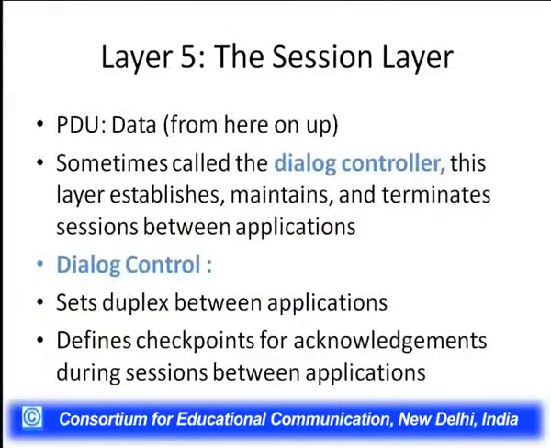Therefore, the session layer ensures that the packets are delivered in order, and in case there is a failure or a problem or error in the data which is being sent, then it can be rectified from a particular point and the whole transaction need not be redone, saving a lot of resources of the network. Therefore, checkpoints is a very important function of the session layer. So, it defines checkpoints for acknowledgements between applications.